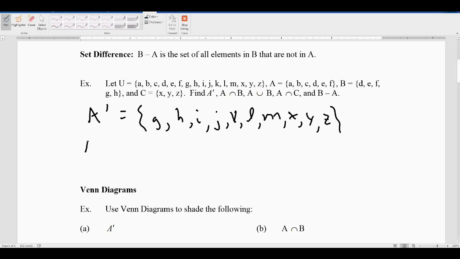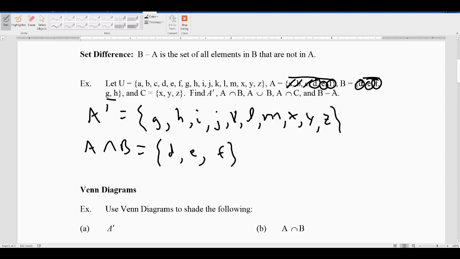Let's do the next one. A intersect B. In this case, we're looking at this set and those elements. A intersect B is what do they have in common? Do they have an A in common? No, they do not. Do they both have a B? They do not. Both have a C? No. How about D? Yes. They both have an E? Yes. So as I'm seeing the ones that are common, I'm going to put them in my intersection set. D and E. How about an F? Yes. Since I'm out of elements, I don't have to look at anything else because there won't be anything else in common. So there's your intersection. That's what they have in common. It has to be in both sets.